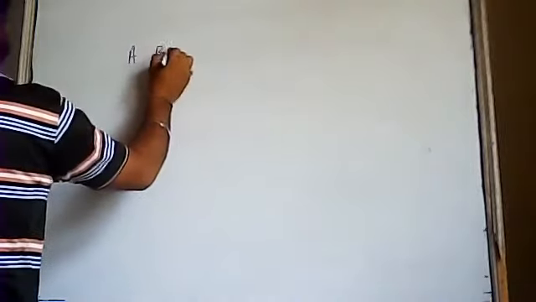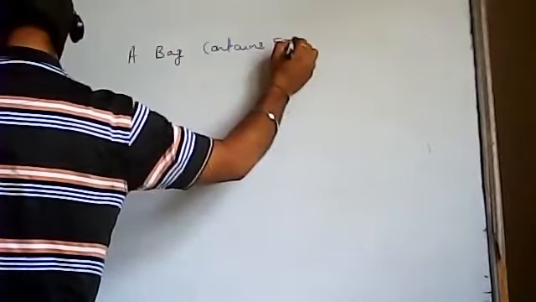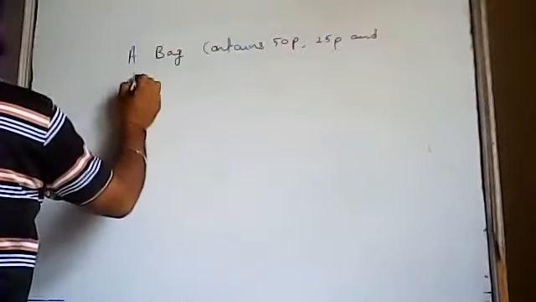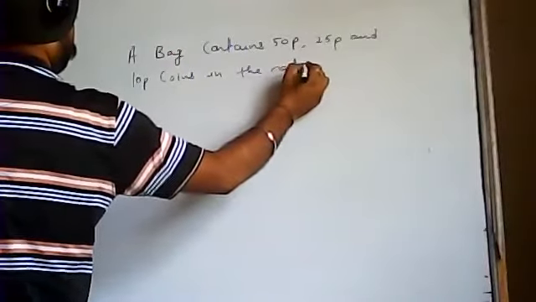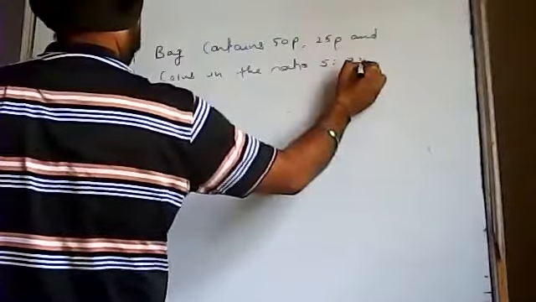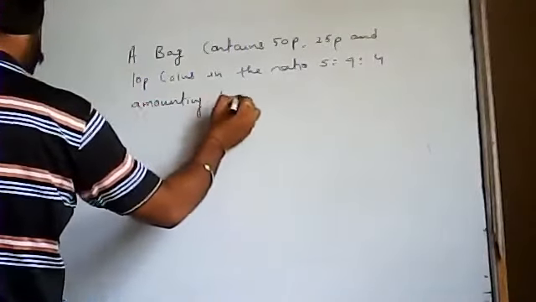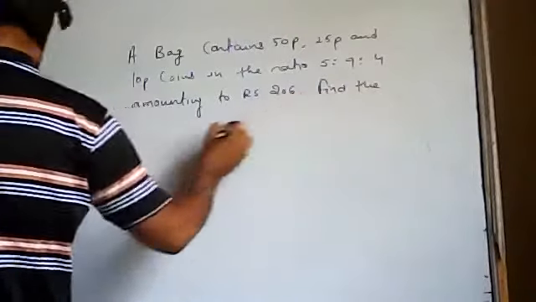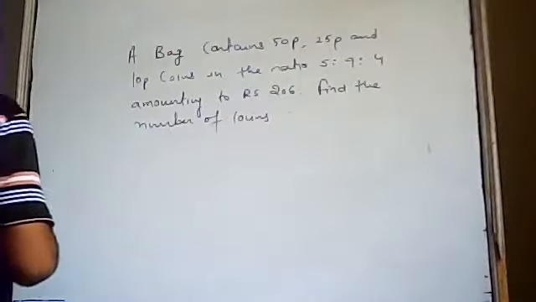Next question. A bag contains 50 paisa, 25 paisa and 10 paisa coins in the ratio 5:9:4, amounting to rupees 206. Find the number of coins of each type.